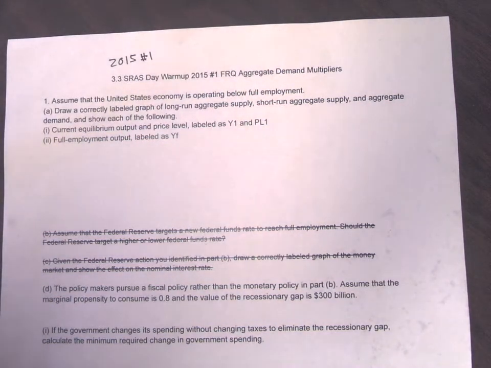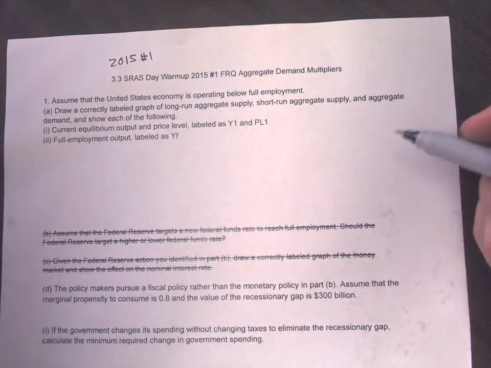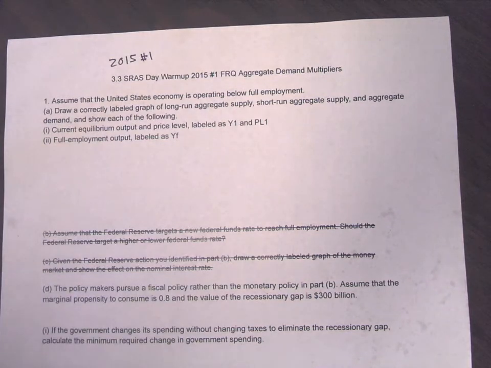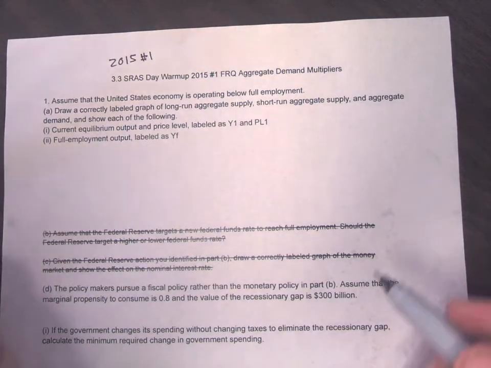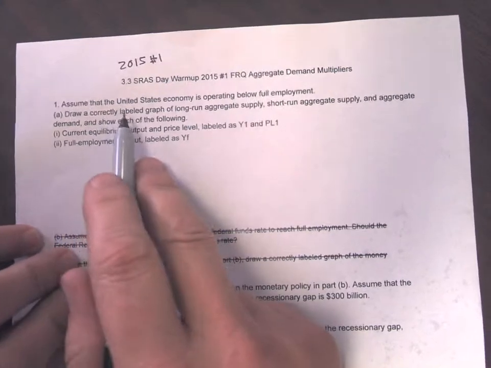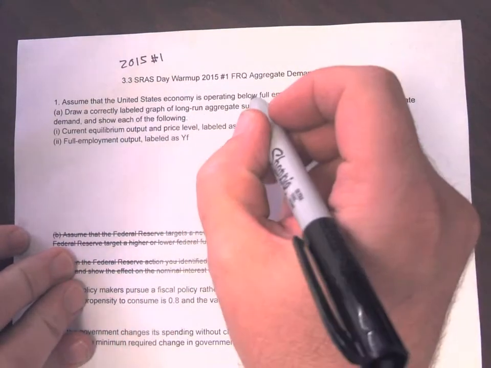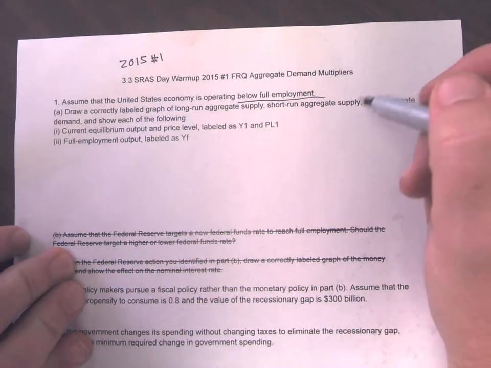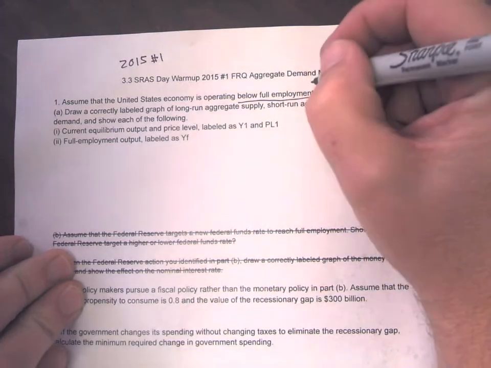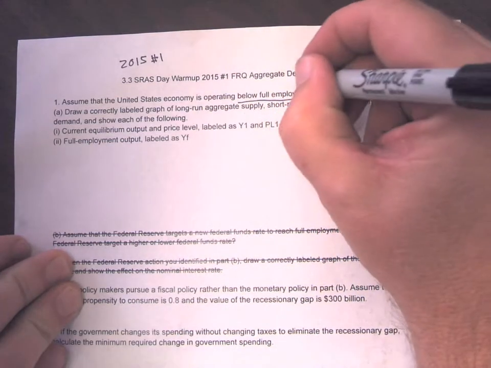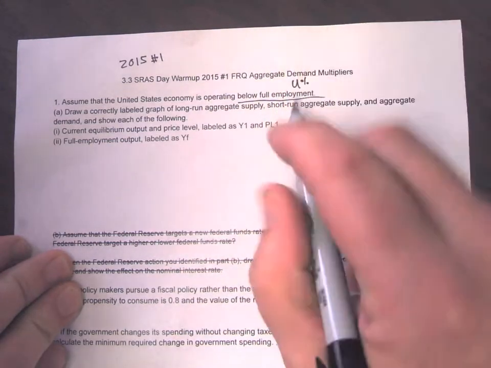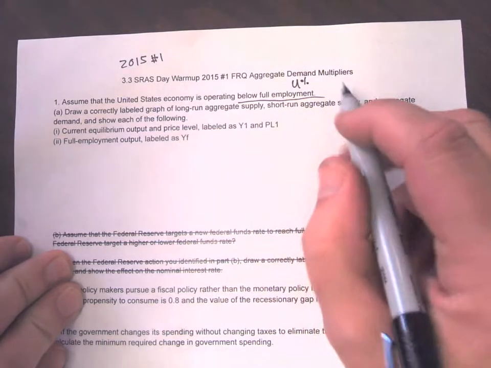Today's warm-up, I want you to practice multipliers and aggregate demand because we've got to move forward to aggregate supply. So let's dig in right here. Assume the United States economy is operating below full employment. I like to use the FRQs to look for clues in here. So I know that there's unemployment if I'm below full employment.